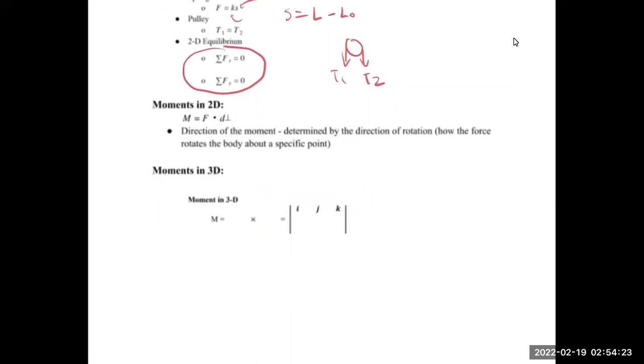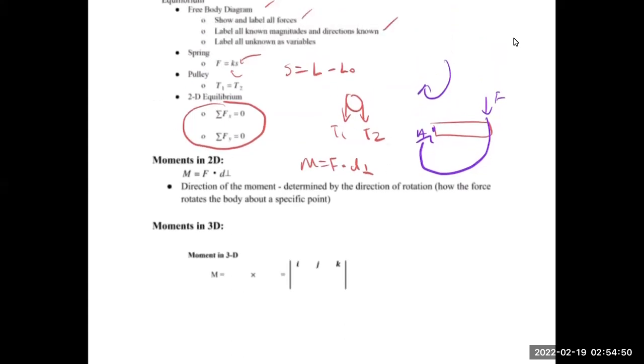Moments in 2D: moment will be equal to F multiplied by the perpendicular distance. So let's say this is point A right here, and then I apply a force right here, and I want to take a moment about this point A. Then how do I do it? Look at the direction the force is going. The force is acting like this about A, right? What kind of moment is this? This is a clockwise moment, right?